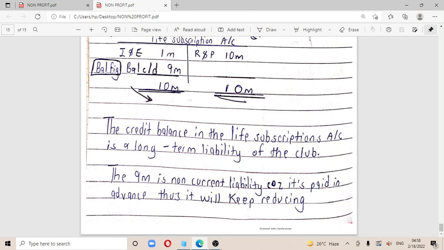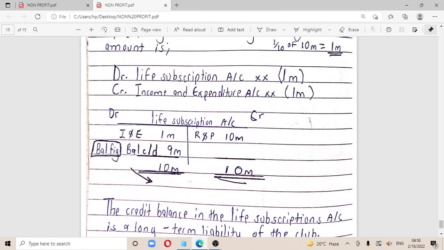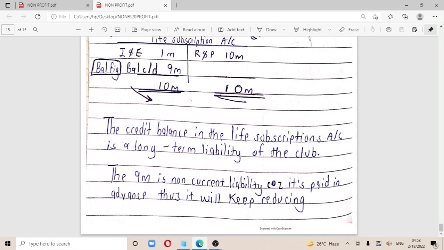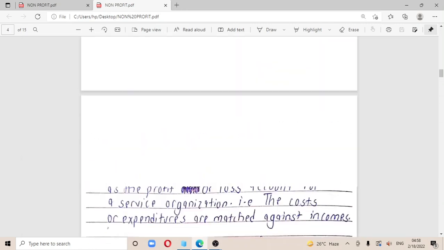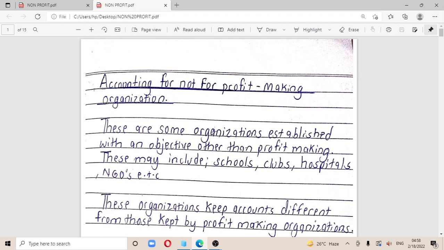So having known that, you can be able to sample yourself with the numbers on accounting for non-for-profit making organizations. You can be able to handle specific numbers based on what I have given you.